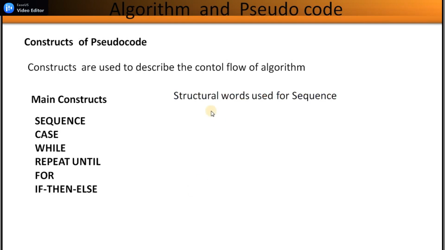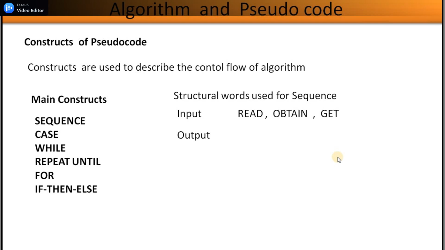What are the structural words used for sequences? For input, there are read, obtain and get. Note that these words are written in capital letters because there are some rules to write pseudocode. The initial word should be capitalized. So read, obtain and get may be the first word of a sequence, so this is capitalized.